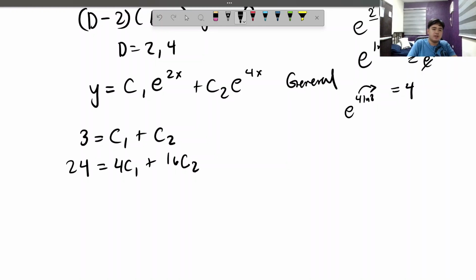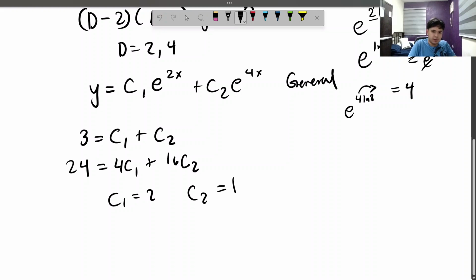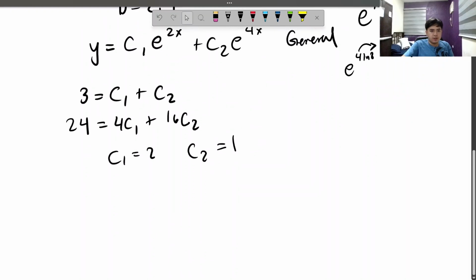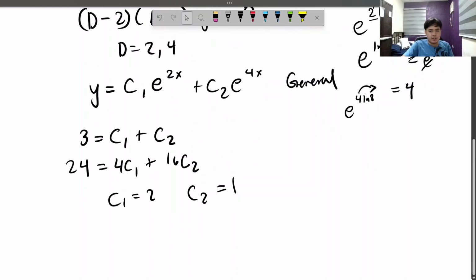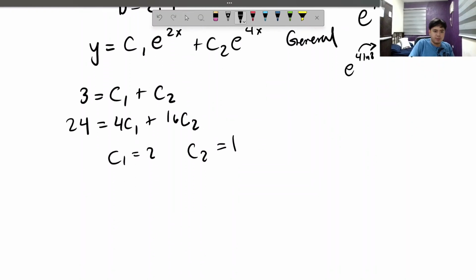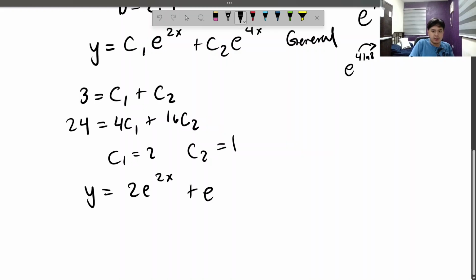According to my calculator, C1 equals 2 and C2 equals 1. You can check that yourself. So, we can replace this general equation with a more particular equation: 2e to the 2x plus e to the 4x. That's going to be your final answer.